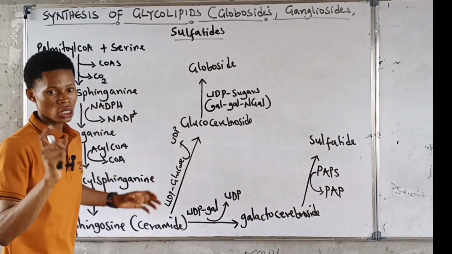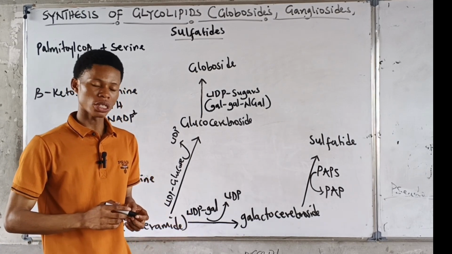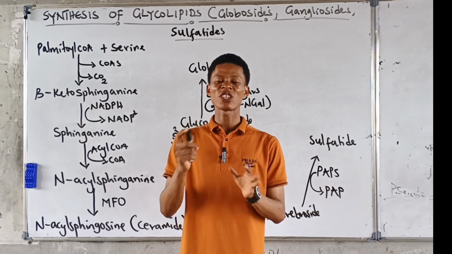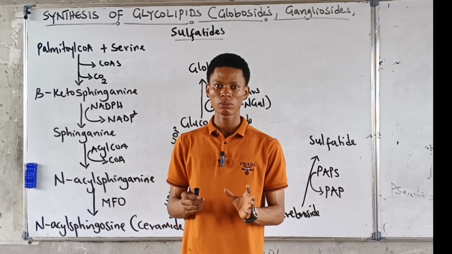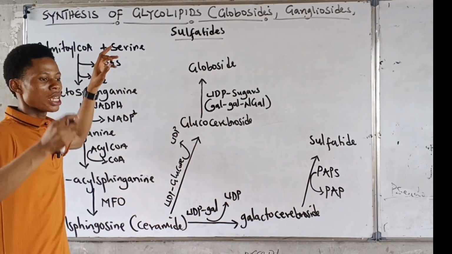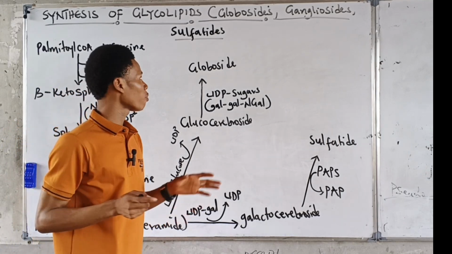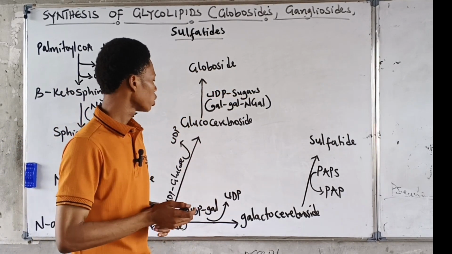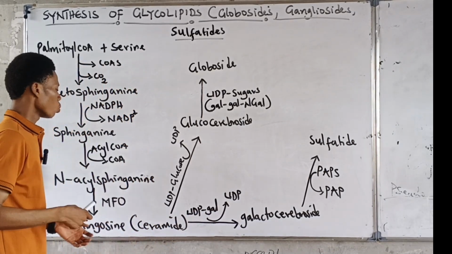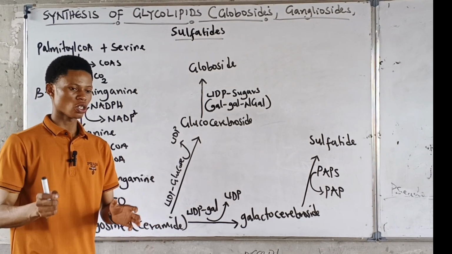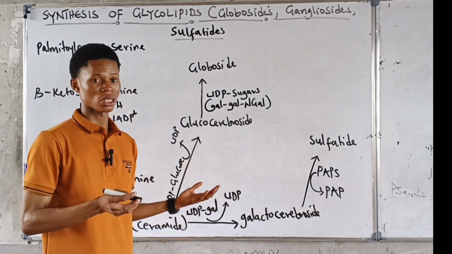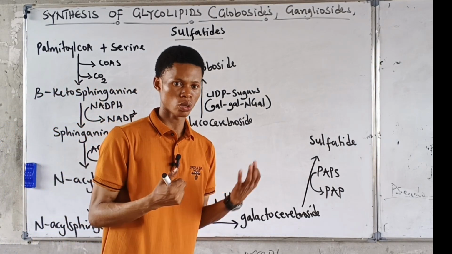As a cheat, anytime you want to synthesize any sphingolipid, that is any lipid containing sphingosine, always start with palmitoyl-CoA. I've made a video on how to synthesize sphingomyelin, and we saw the same pathway. So if you know how to synthesize sphingomyelin, it's the same thing. If you don't know, please go and watch it after this, though I'll still mention it here.